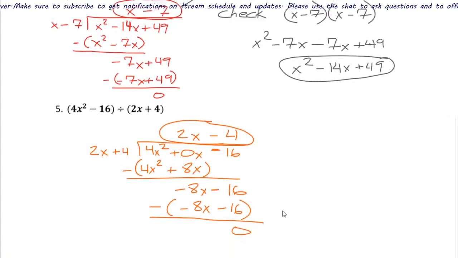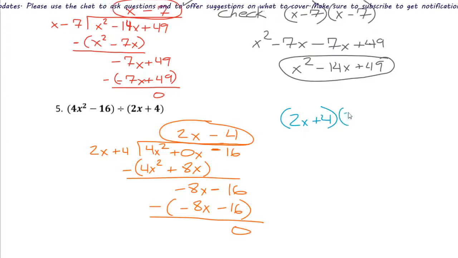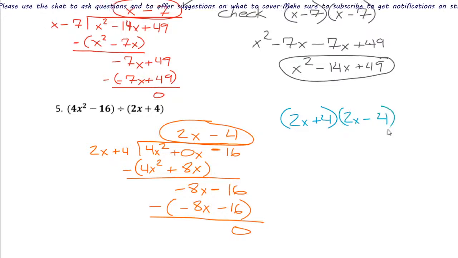And then if we wanted to check, we would just take our answer and multiply it by our divisor to make sure we got the same answer. And we can do that relatively quickly, so let's just do that real quick. So our divisor, 2x plus 4, multiplied by our answer, 2x minus 4.